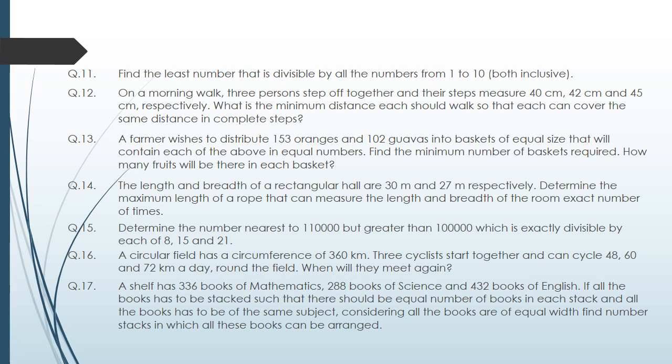They have also asked us to find the number of stacks in which all these books are arranged. Remember that the given numbers are nothing but the total number of books of each subject. The HCF will not give us the number of stacks directly. Simply finding the HCF, you are not going to get the number of stacks. The HCF of these numbers will be the number of books in one stack, and to find the number of stacks, you do total number of books divided by number of books in one stack, that is, divided by the HCF.